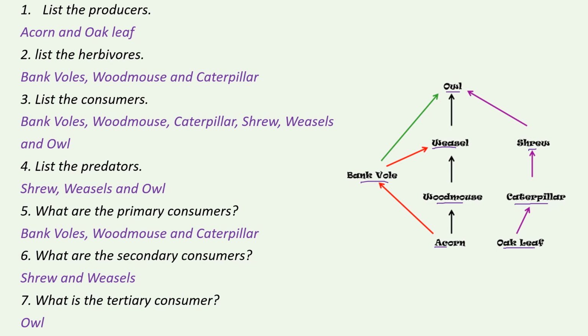And your primary consumers would be your bankvole, your wood mouse, and your caterpillar because they eat the producers. And the secondary consumers would be your shrew and your weasel, and also your owl would be a secondary consumer as well. And a tertiary consumer would be your owl. So well done if you managed to get them correct. If not, then go back and watch the video again.